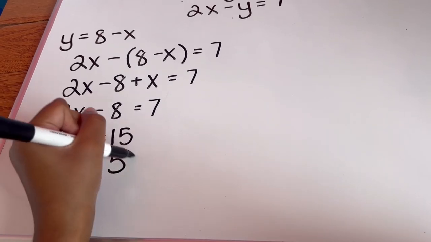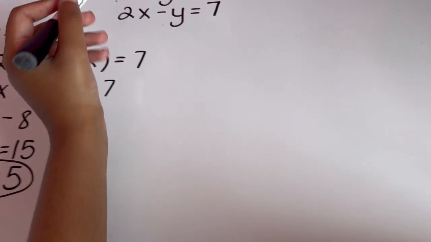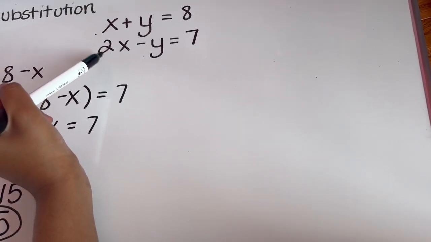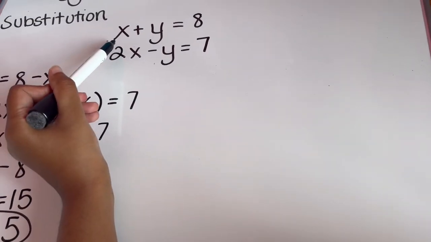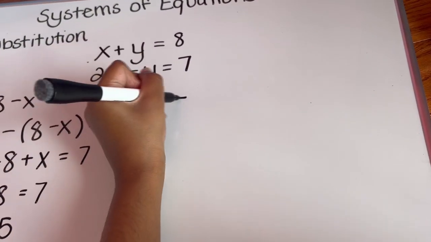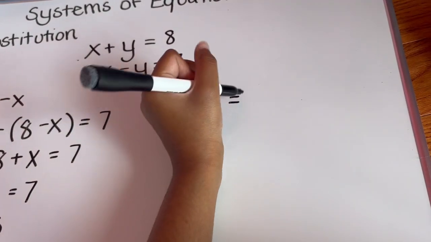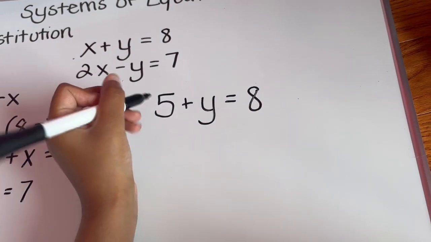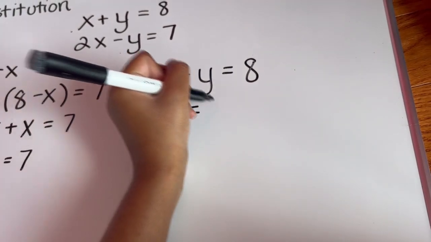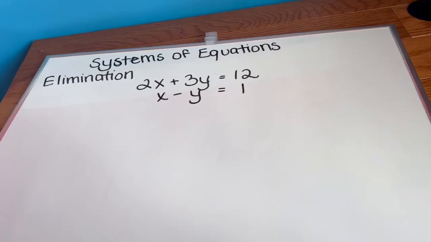So now we have x equals 5. And since we know x, we can substitute it in one of these equations. You could substitute it in any equation, but I'm going to substitute it in this equation just because it's easier. So we have 5 plus y equals 8. And we subtract 5 from both sides. So we get y equals 3. And that's the substitution method.